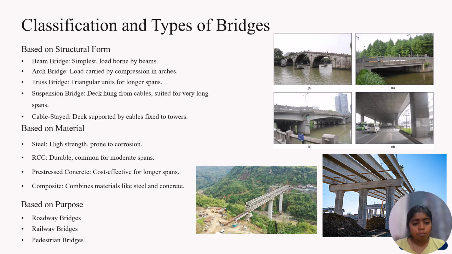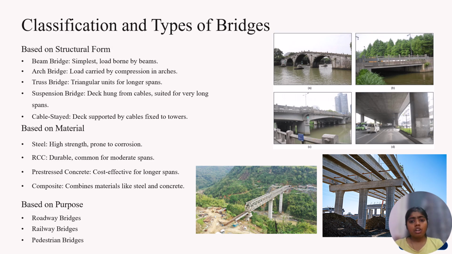Next is composite, a combined material like steel and concrete. It is shown in figure C, where the bridge is made of truss, so it exactly gives the example of composite material. Composite means both concrete and steel are used, and the truss and the beam parts also play a role in that type of bridge.